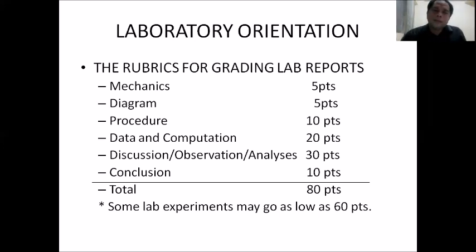We call it mechanics. Diagram is the picture that you provided. So if there's a picture that I see and it's suited to the activity, then you'll get 5 points there. Procedure is the first thing that you did and the last thing that you performed, in paragraph form. So that's another 10. Data and computation, the solution that you write. If I examine that what you did is also correct, then you'll get a total of 20 points. And the discussion and conclusion involves 30 and 10 points, a total of 80 points. So this is how you are to be graded, and it could go sometimes as low as 60 whenever the data and computation is missing.